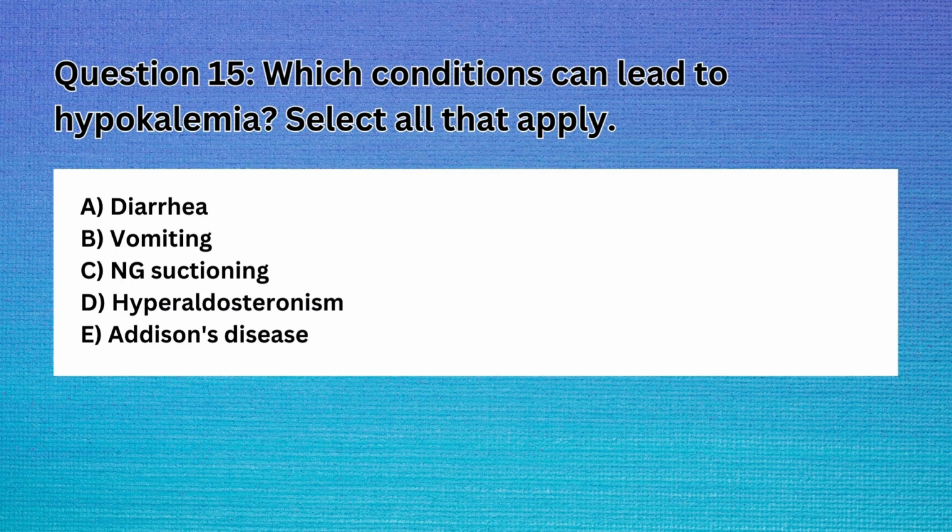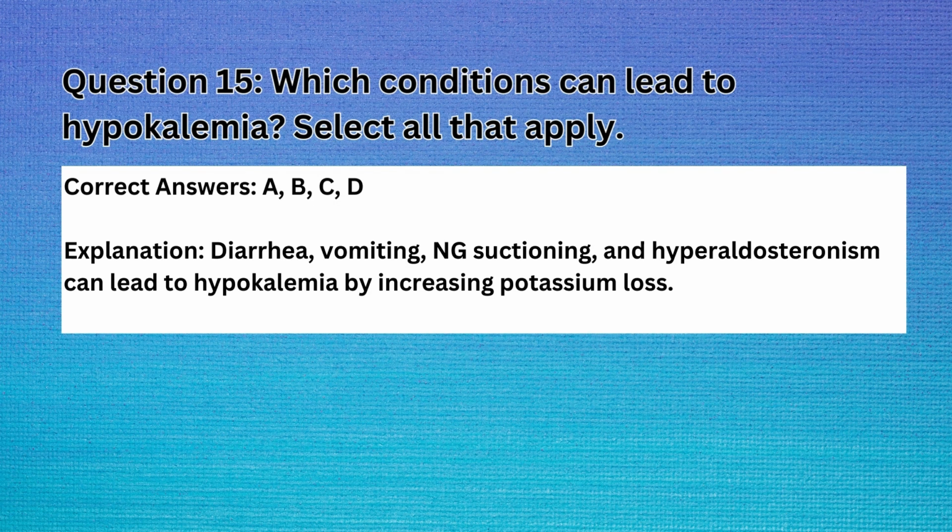Question 15. Which conditions can lead to hypokalemia? Select all that apply. A. Diarrhea. B. Vomiting. C. NG suctioning. D. Hyperaldosteronism. E. Addison's disease. Correct answers: A, B, C, D. Explanation: diarrhea, vomiting, NG suctioning, and hyperaldosteronism can lead to hypokalemia by increasing potassium loss.